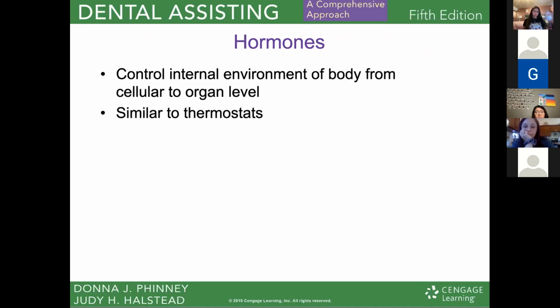Okay, so hormones control the internal environment of the body from the cellular to the organ level. So these are similar to a thermostat in your house. The endocrine system is made up of glands, which are grouped according to structure and interrelated functions throughout the body. The glands produce secretions called hormones, which empty directly into the bloodstream and circulate throughout the body.